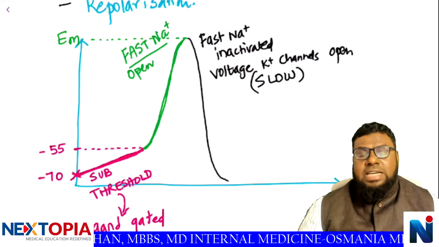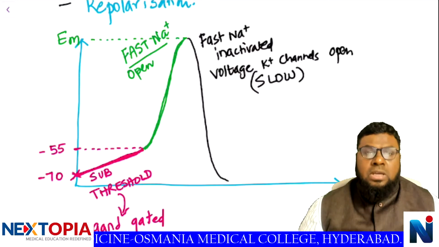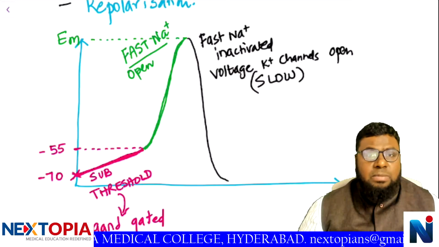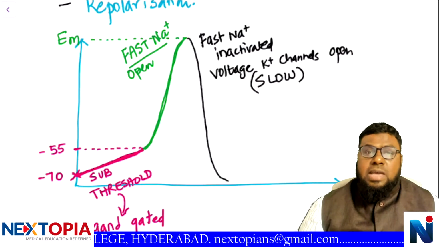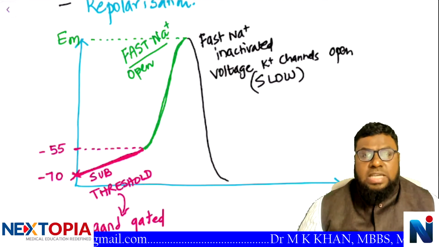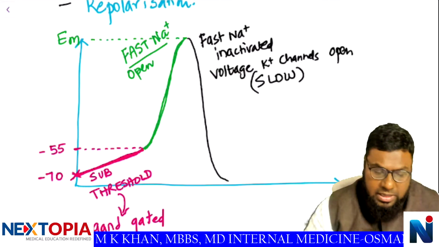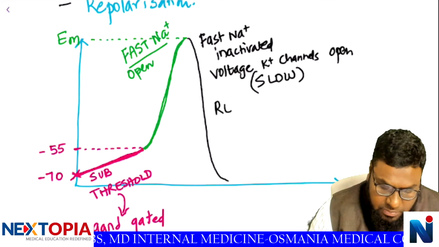The fast sodium channels are inactive. The slow potassium channels are open. The sodium entry does not occur, but potassium exit is continuing. Because of this, what will happen? There is high conductance of the potassium channel, and they are slow channels. Because of this, the cell loses the potential. You call it the repolarization phase.